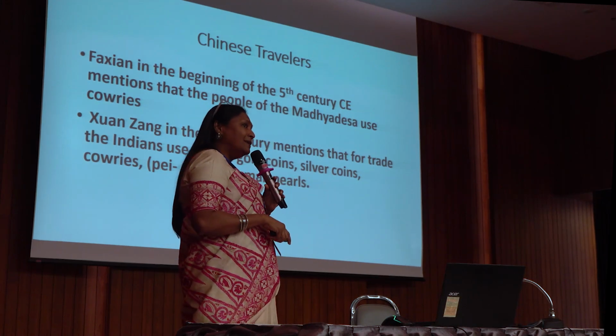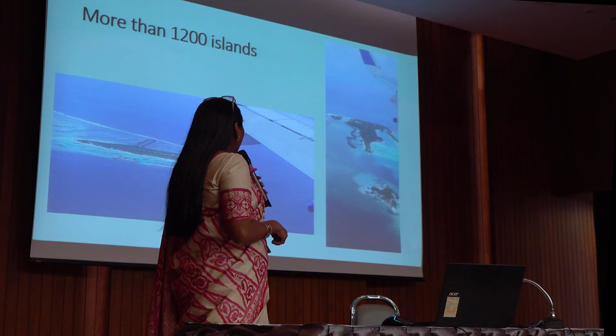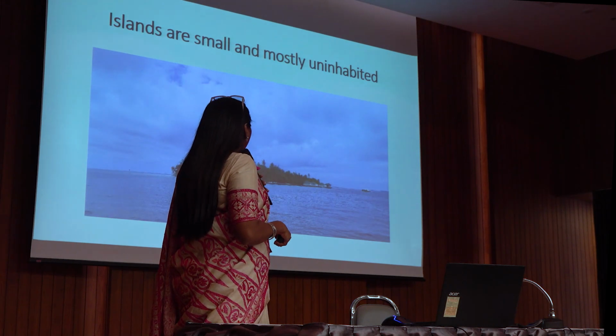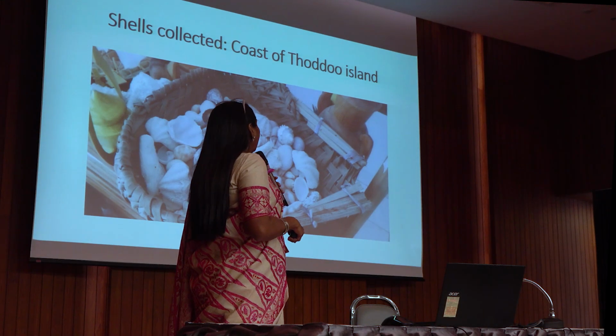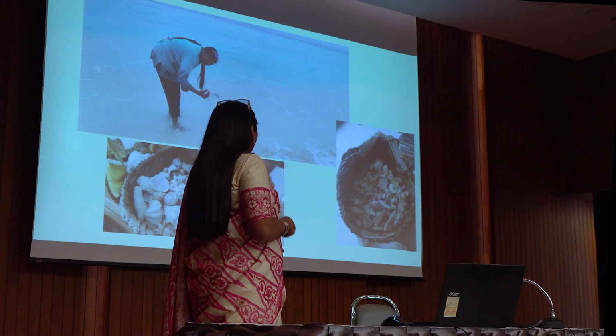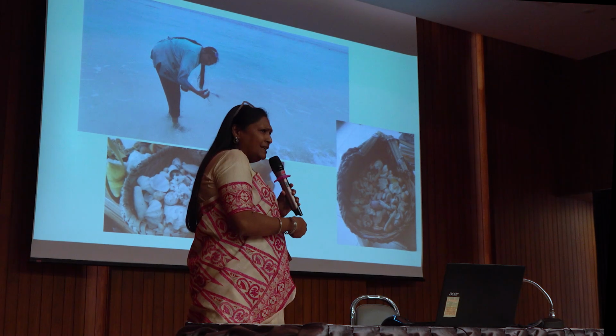So you can see that they were aware that India was using cowrie shells in those areas. We have done field work in the Maldives, and we have seen most of the islands, especially the island of Thodo, which yields a lot of cowrie shells. And you see, we were trying to fish cowrie shells. You can just pick it up very easily.